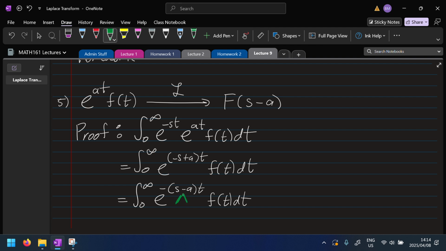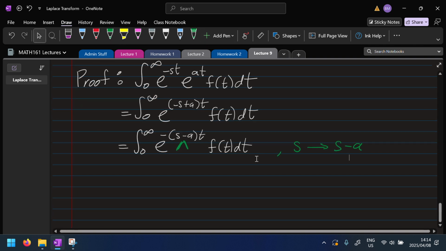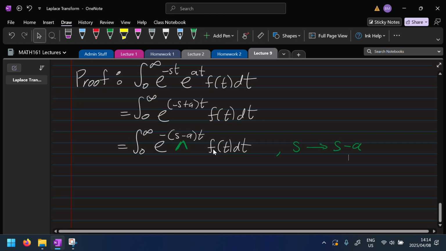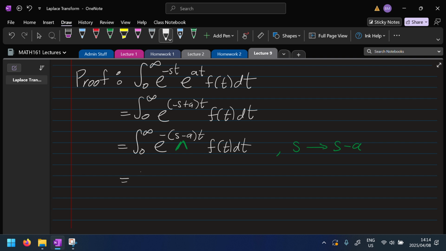Okay, so this looks more like the integral transform. But here, instead of s, we have s minus a. So we'll make a little note here that s is now s minus a. Okay, and everything else is the same. We've got the little f. That gets converted to capital F of s. But remember, s now goes to s minus a. So this will be F of s minus a. And that's the end of the proof for that one.